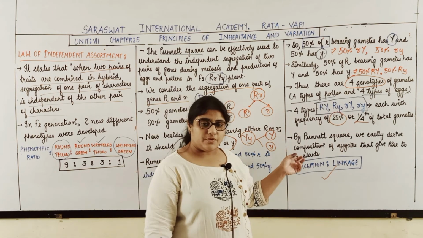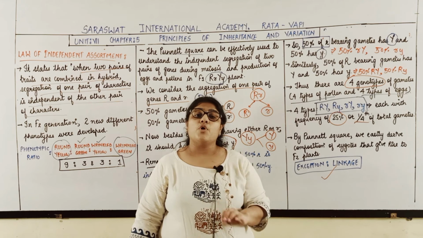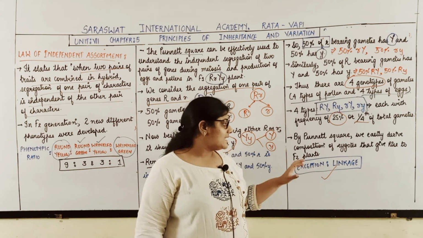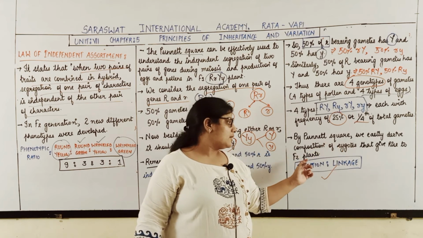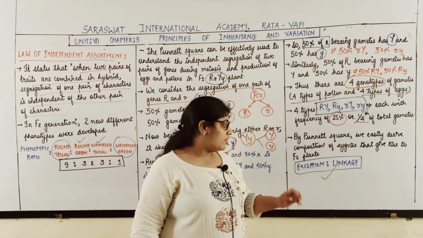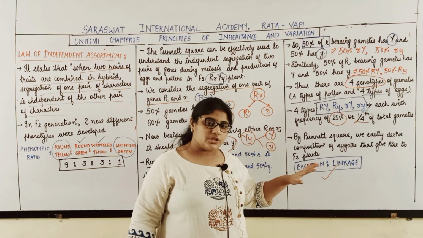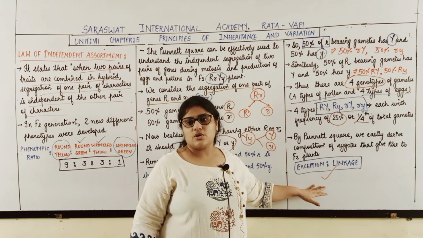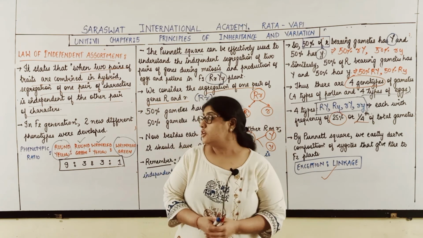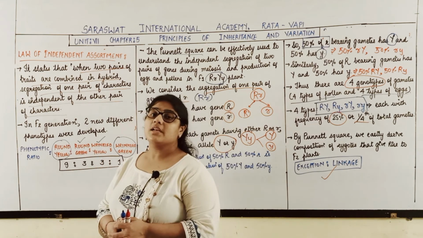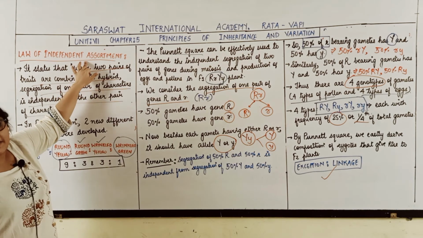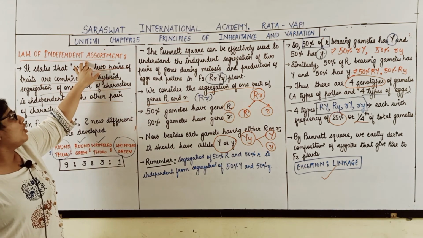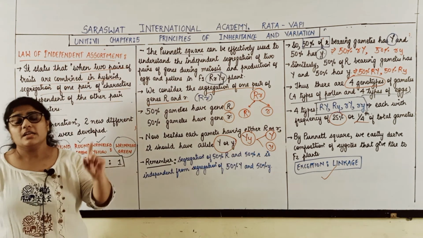So now by forming the Punnett square, what can we know? We can easily derive the composition or genotypes of the zygotes of the F2 plants. And to this there is an exception which is called linkage. So students, this is an important conclusion derived from the dihybrid experiment, and that is the law of independent assortment.